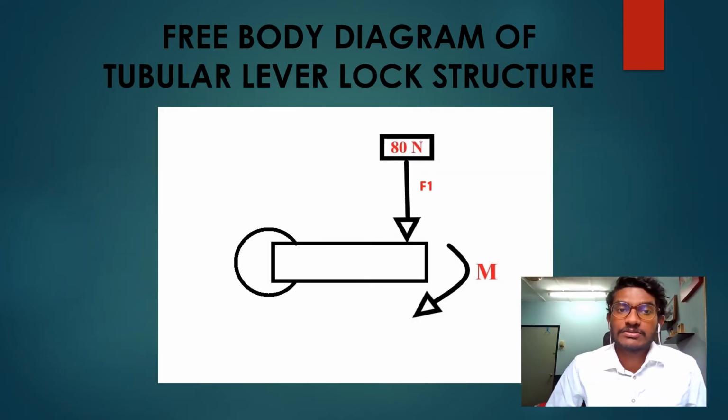Now guys, we'll see the free body diagram of the tubular level lock structure. This is the free body diagram that I researched with my friends. I have drawn this, so you can see the 80 Newton force we use, and M is the moment that we use to open the level lock. So this is our free body diagram. That's all from me. Thank you very much.